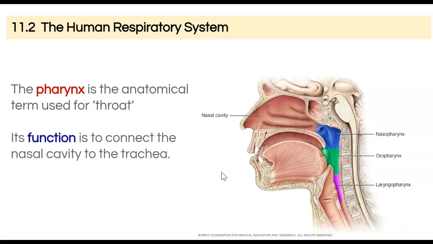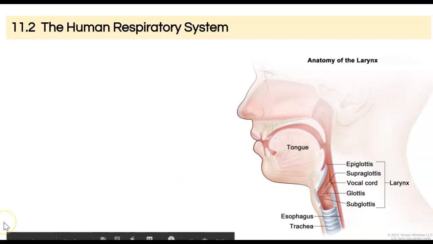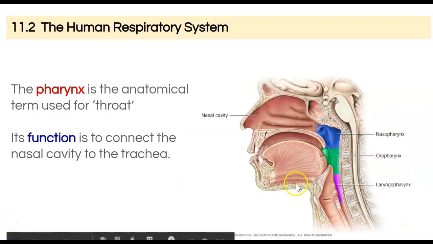So what is the function of the pharynx? It's basically to connect your nasal cavity to your trachea. Oops, I went a little too fast there. Let me back up. To your trachea, which is right here. By the way, esophagus in behind, trachea right here in front.